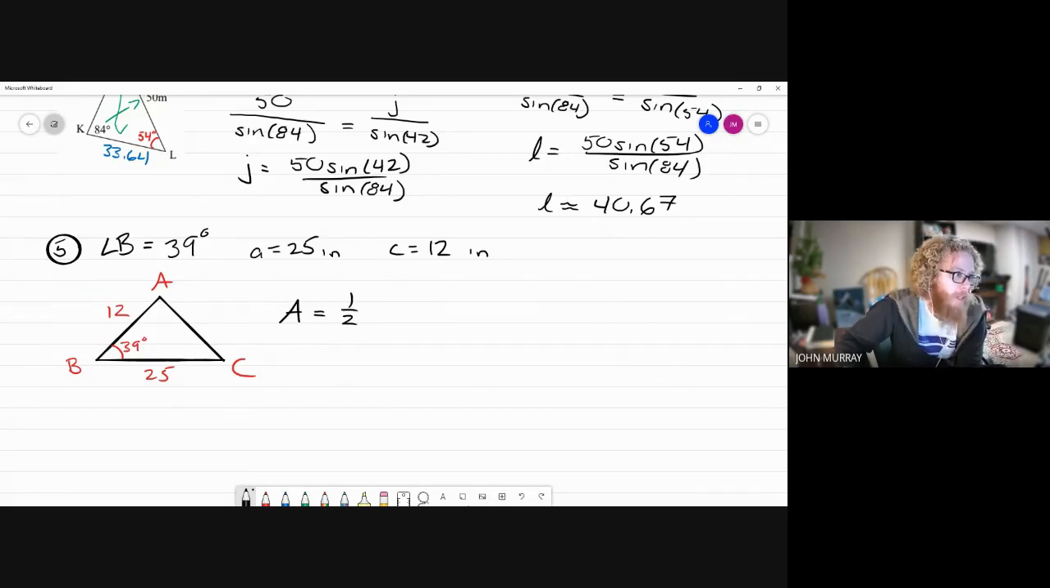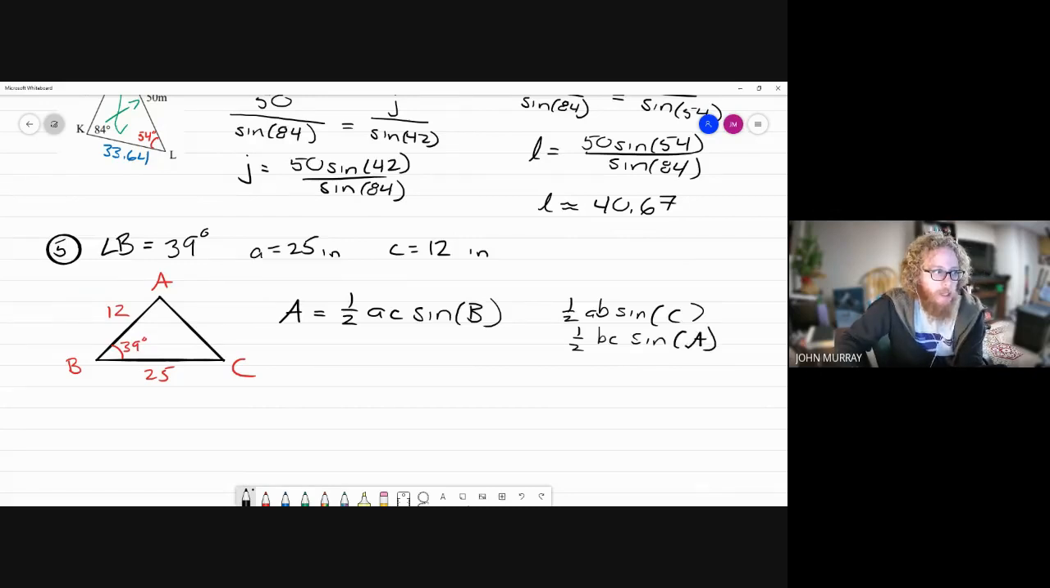All right, so given the information, the equation we're going to use is 1/2 AC times the sine of B. Remember, just as long as we hit every variable, it could be any combination. It could have been 1/2 AB sine of C, or 1/2 BC sine of A. They are all the same. You have two sides and the included angle, right? It just matters where our points are located.